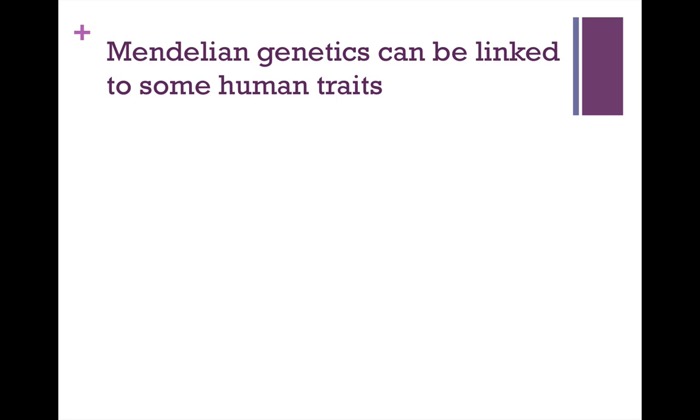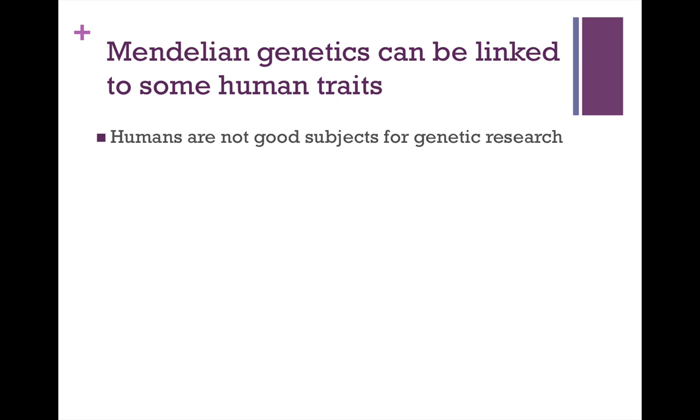Now, Mendelian genetics do play a part in some human traits. However, we can't always study them as much as we want to actively because humans are not great subjects for genetic research. For example, our generation time is too long. For us to have a child typically takes about 9 months, which means that the researchers are going to be waiting and waiting and waiting.